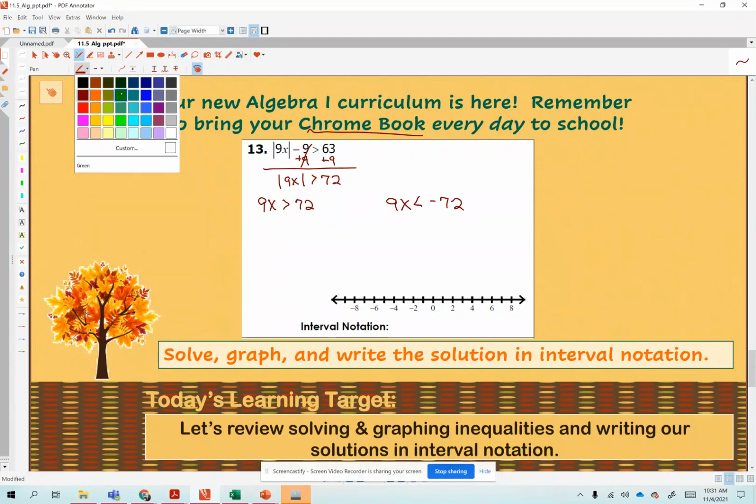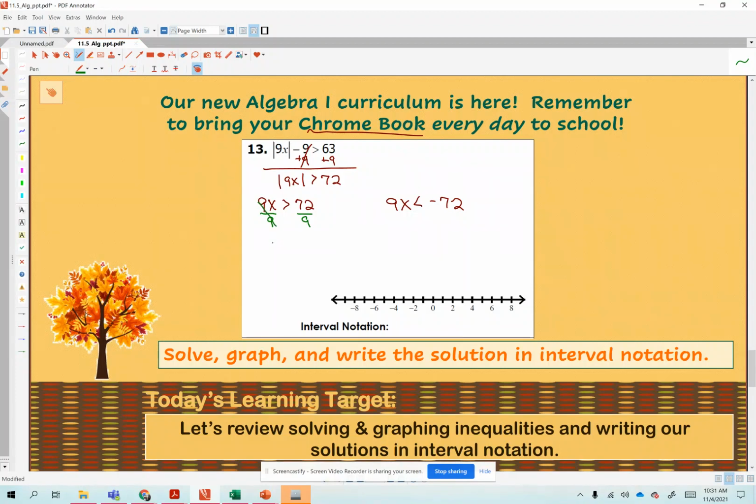And we'll divide both sides by 9. On the left side inequality, we have x is greater than 8. On the right side, we divide both sides by 9, and we have x is less than negative 8. So our solution: x is less than negative 8, or x is greater than 8.